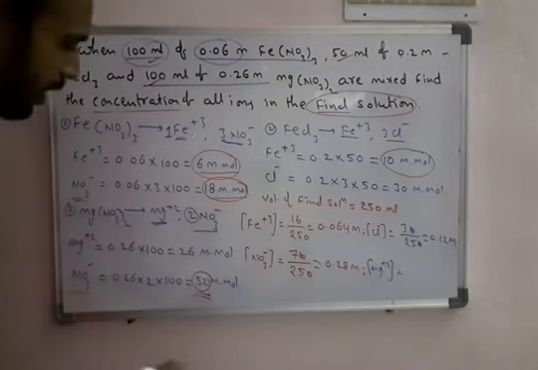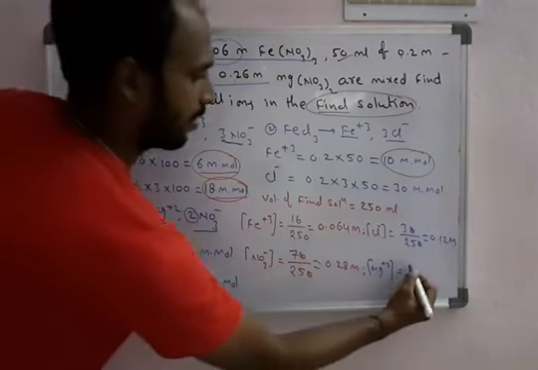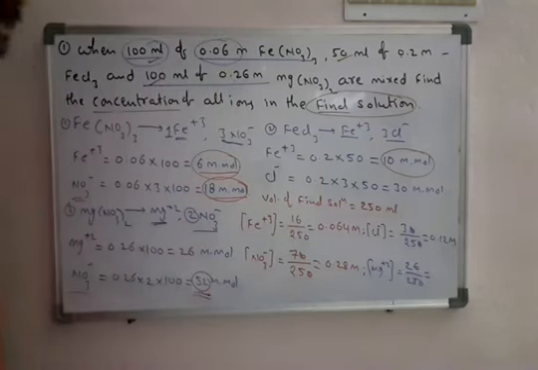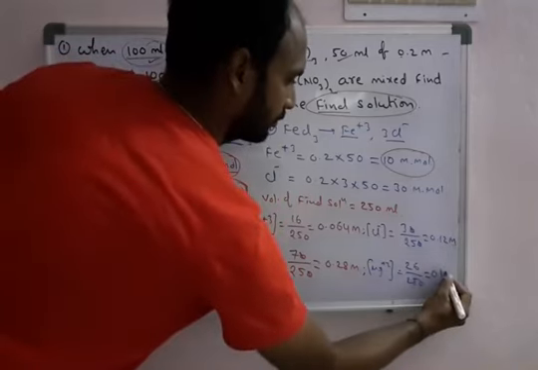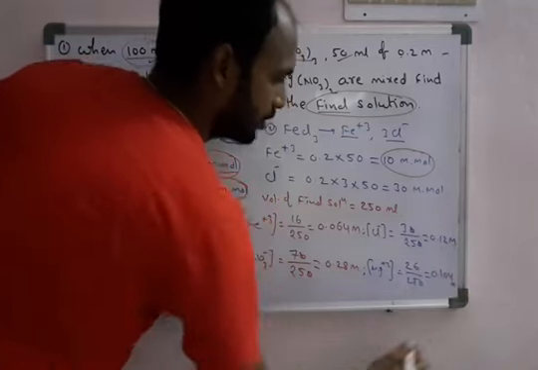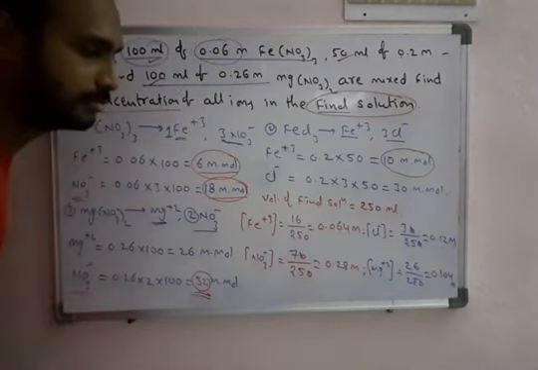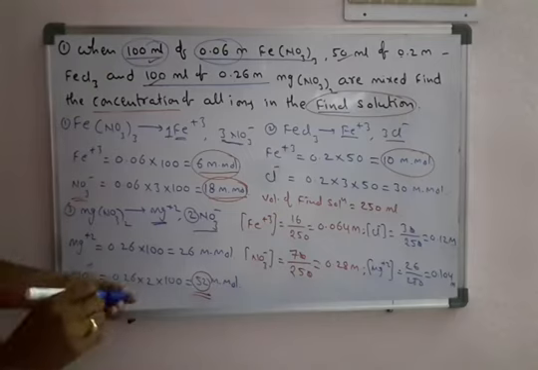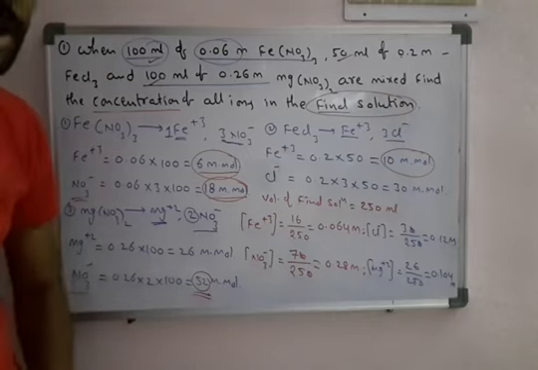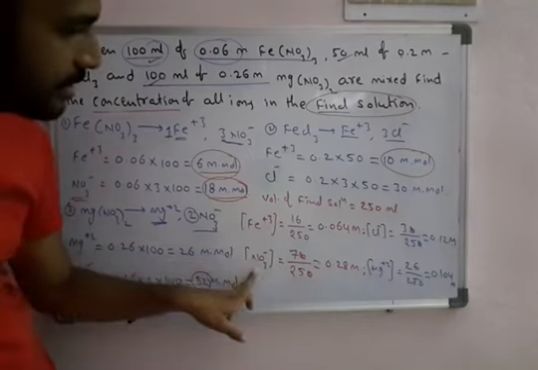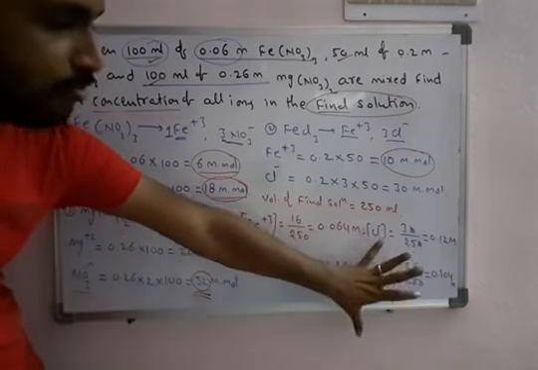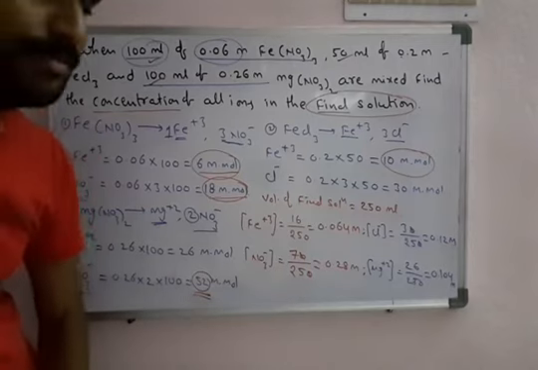Okay. Next remaining one, only magnesium ion. What are the magnesium ion millimoles? This is 26 by total volume 250. So finally you got 0.104 molarity. So these are the concentrations of all individual ions: ferric ion, nitrate ion, chloride ion and magnesium ion in the final solution. Just listen briefly again.